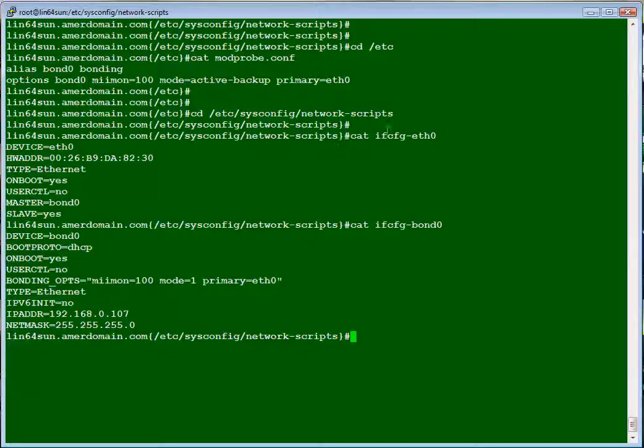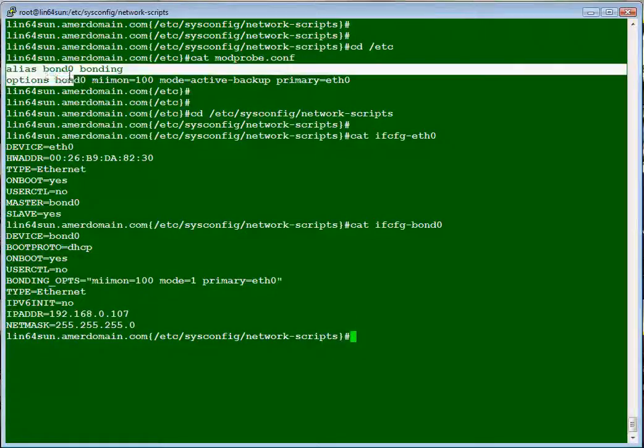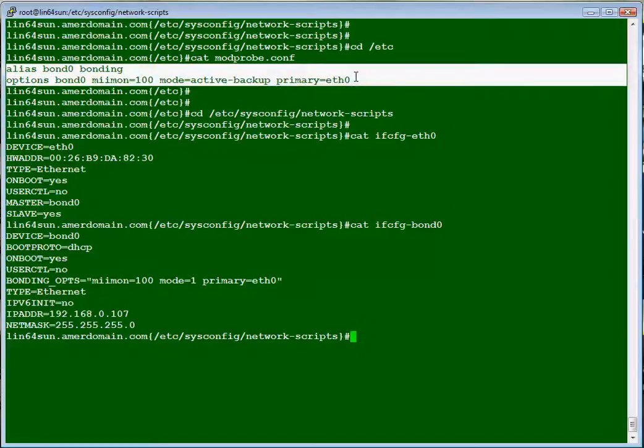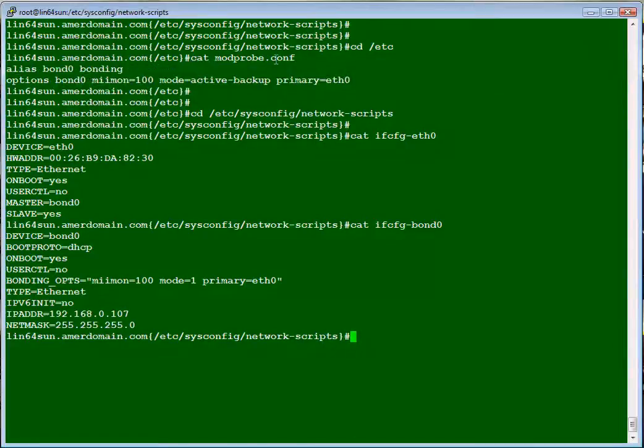Okay, and these are the two files, right? And the third file is, just now we discussed, modprobe.conf. This is the module configuration file. You have to mention everything, whatever modules you are loading to the machine, here. So for the bond we have to mention this kind of module options. So this is the third file for bond configuration.